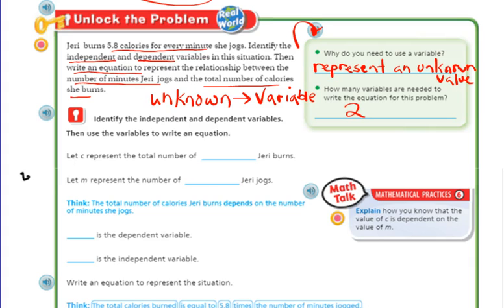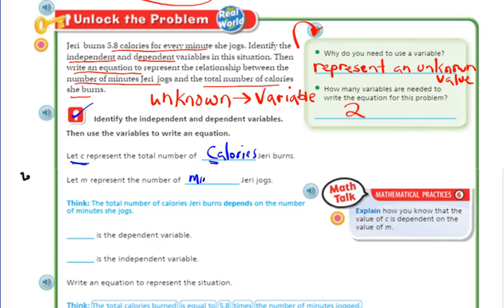All right, let's start breaking this down now. Identify the independent and dependent variables, then use the variables to write the equation. All right, so we're going to identify what our variables actually represent in this problem. So we're going to let C represent the total number of calories that Jerry burns. We chose a C because calories starts with a C. We're going to let M represent the other unknown, which would be the total minutes that Jerry decides to jog.